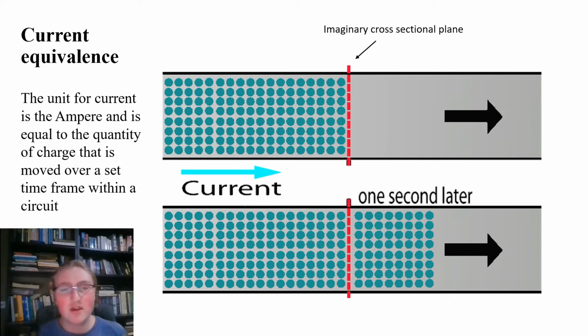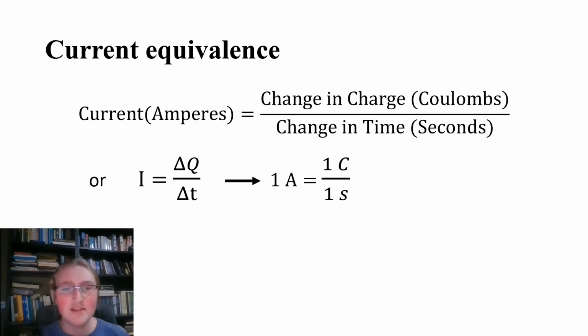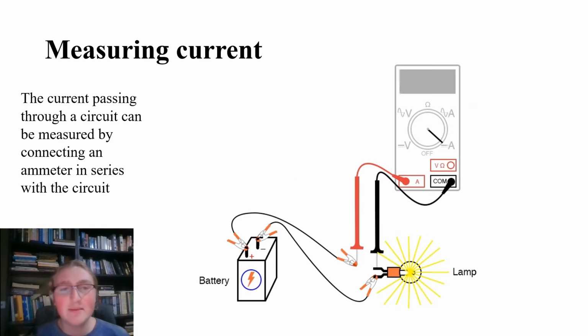The unit of electric current is the ampere, which is defined as the amount of charge flow over time. 1 ampere is equal to 1 coulomb charge over 1 second. That is 6.24 by 10 to the 18 electron charges flowing per second. We can use ammeters to measure the current within a circuit path by connecting its leads in series with the circuit.